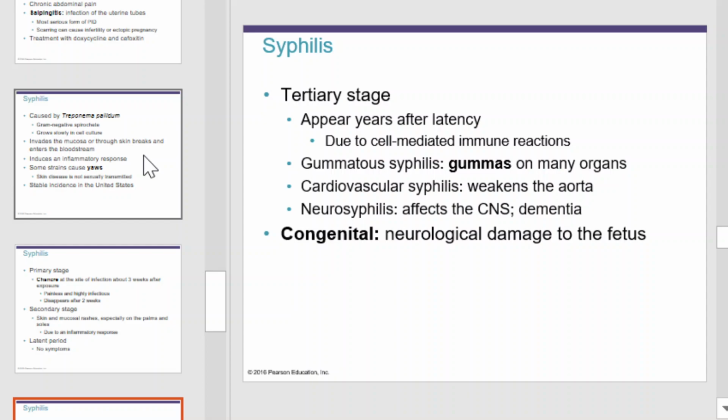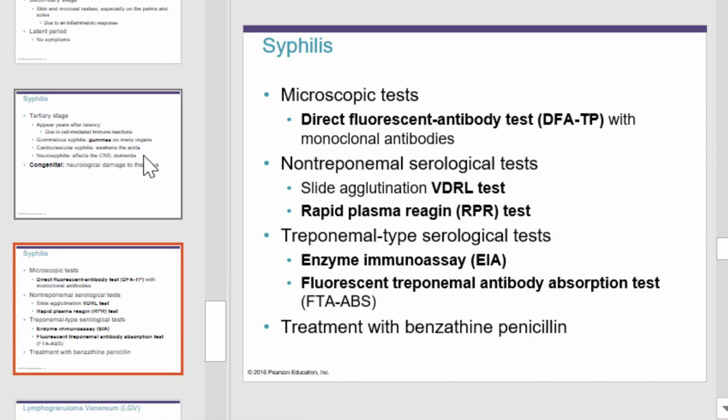Gummatous syphilis causes gummas on many organs. Cardiovascular syphilis weakens the aorta, and neurosyphilis affects the central nervous system, causing dementia. Congenital syphilis causes neurological damage to the fetus. Microscopic tests can be done to identify syphilis, looking for direct fluorescent antibody tests with monoclonal antibodies. Non-treponemal serological tests can also be used. Treponemal type serological tests can be used, and syphilis can be treated with benzathine penicillin.